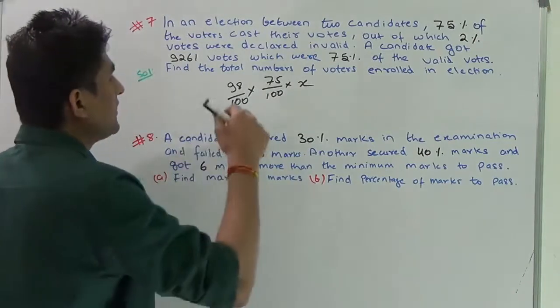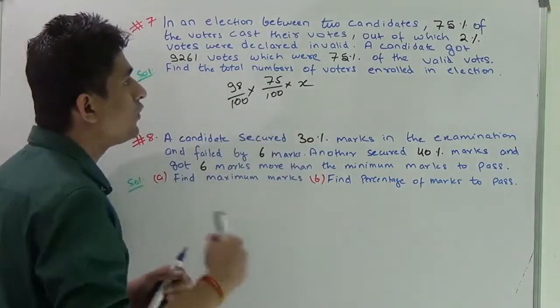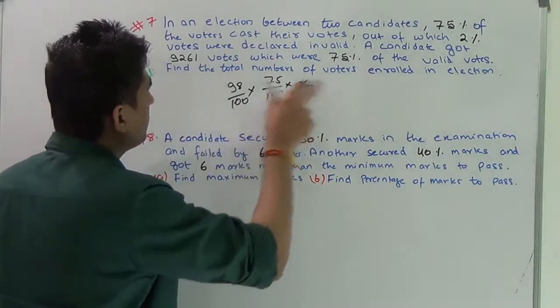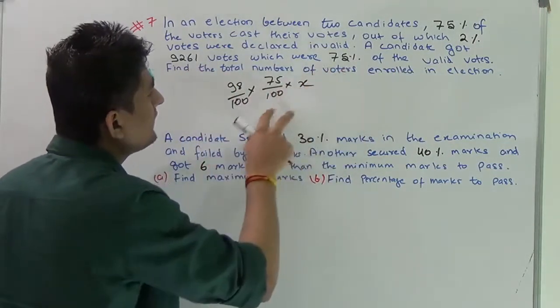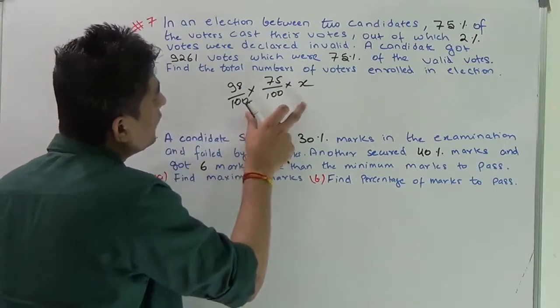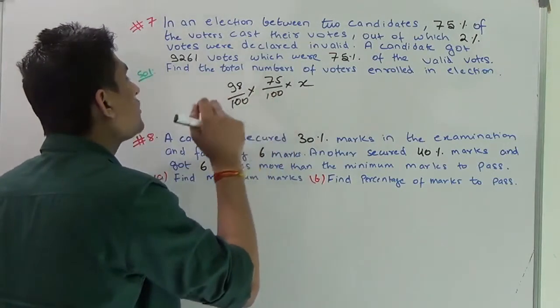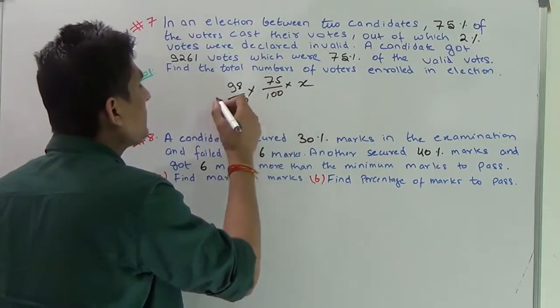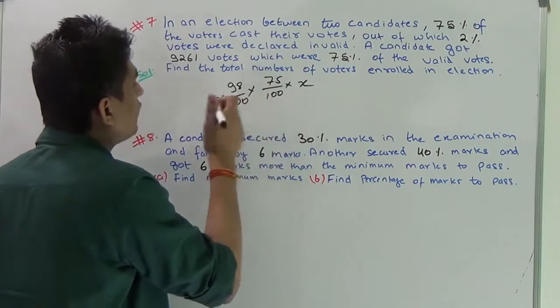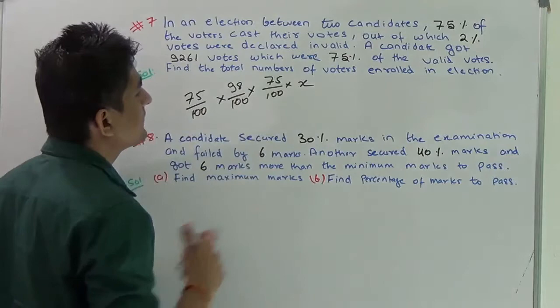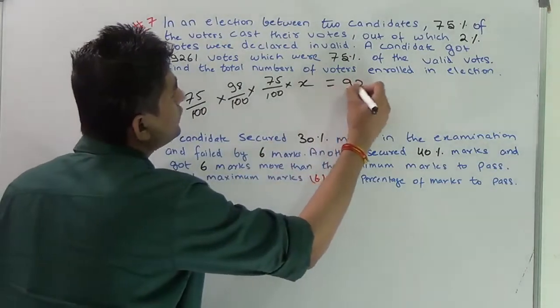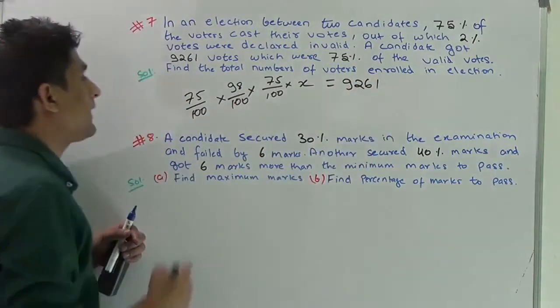Now what? The question says a candidate got 9261 votes, which was 75% of the valid votes. Valid votes is this much, and a candidate got 75% of the valid votes. That means 75% of this. Now I calculate 75% of this, and it will come out to be like this. Now it is equal to 9261.